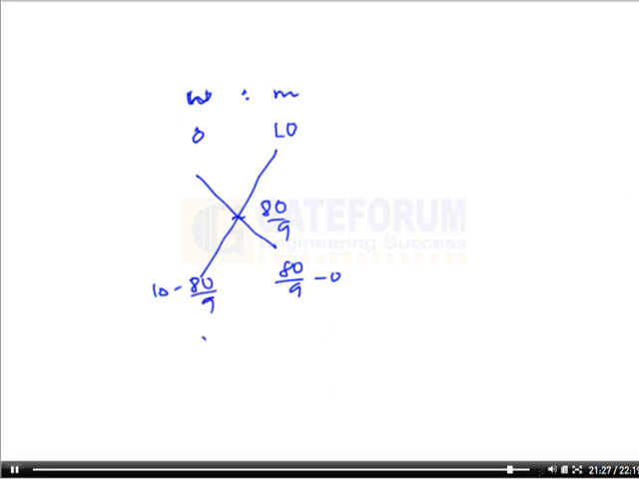Water is to milk. Water cost is not there, so take it as 0. Milk is bought for 10. Overall we found out it is 80 by 9. So write the difference here. So we get 90 minus 80 is to 80 minus 0, or 10 is to 80. The ratio is 1 is to 8.